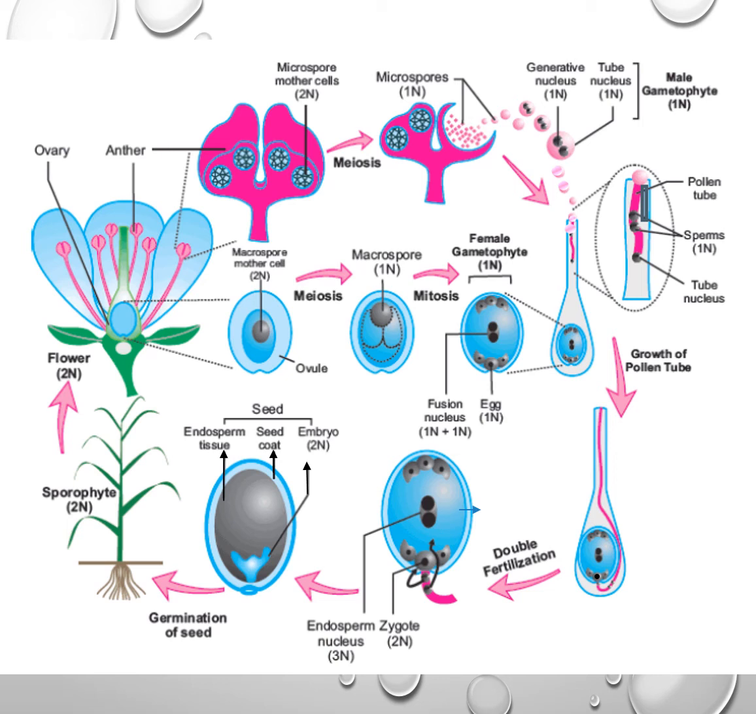When the water, temperature, and all the appropriate conditions are provided to the seed, it is germinated and a sporophyte, a 2N plant, is developed. Here you can see, and the flower on this plant is also a diploid flower, which is now again ready to undergo the process of reproduction.